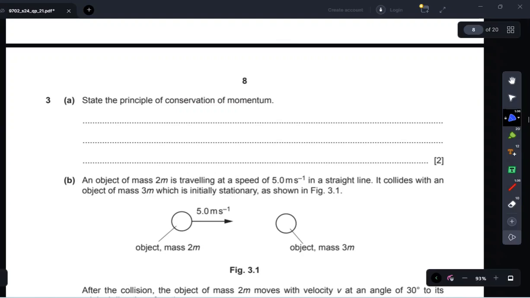Hi guys, so this is a question on momentum. That's a paper from Cambridge 9702, paper 21, May June 2024. State the principle of conservation of momentum.